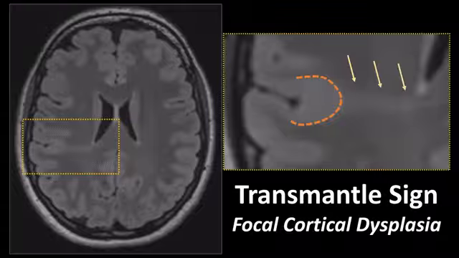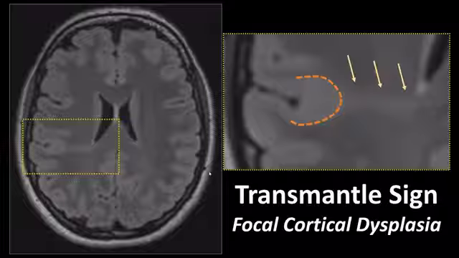This is a sign described in focal cortical dysplasia. Focal cortical dysplasia is a cortical malformation. It involves the cerebral cortex and often leads to epilepsy. Because neurons are typically formed near the ventricles, these abnormal neurons have to migrate to the cortex, where they then organize abnormally. And we often see a line of scar tissue indicating the migration path of this abnormal cortex. This is called the transmantle sign.